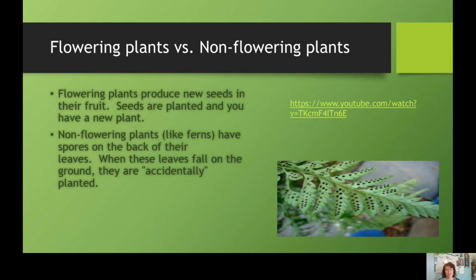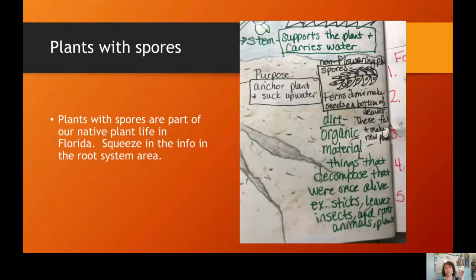So when these leaves fall on the ground, they get planted again. And that's why you see so many ferns in one place, because they all fell there. And you see how many spores are on the back of that fern leaf. So that's really amazing.